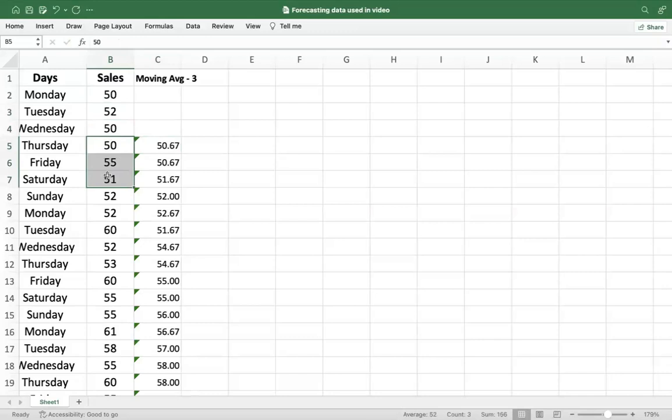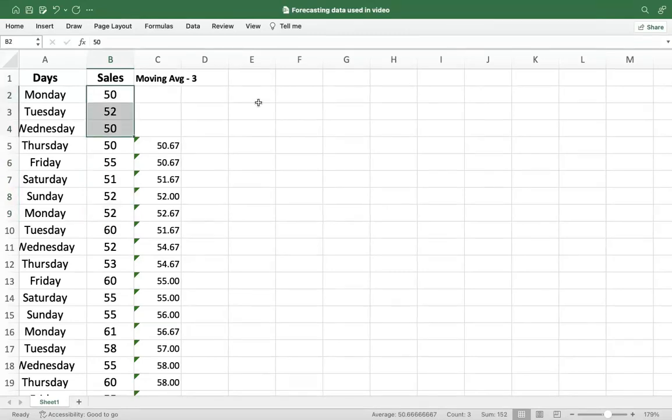So in this way, we keep going one cell down. For this one, our forecast will be 52. So the average of 50 plus 55 plus 51, which means adding them up and dividing by 3, gives us 52. And similarly, after that, we will move to this one. And then after that, we will move to this one. So this is how moving average works. And this is the reason why we call it moving.